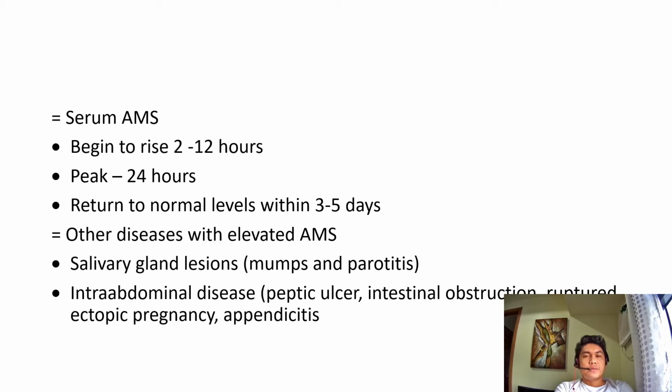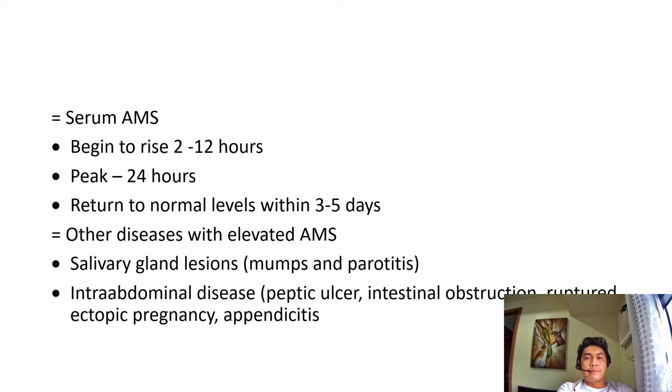Now, other diseases with elevated amylase: you have salivary gland lesions, for example mumps and parotitis. Mumps is caused by the mumps virus, and that virus is the reason why there's inflammation in the salivary gland. Another is intra-abdominal diseases. Amylase is also increased if there is peptic ulcer. Another is intestinal obstruction.